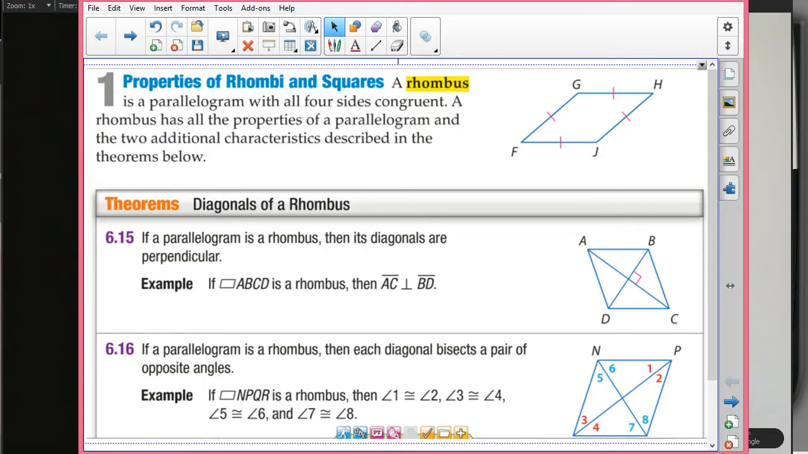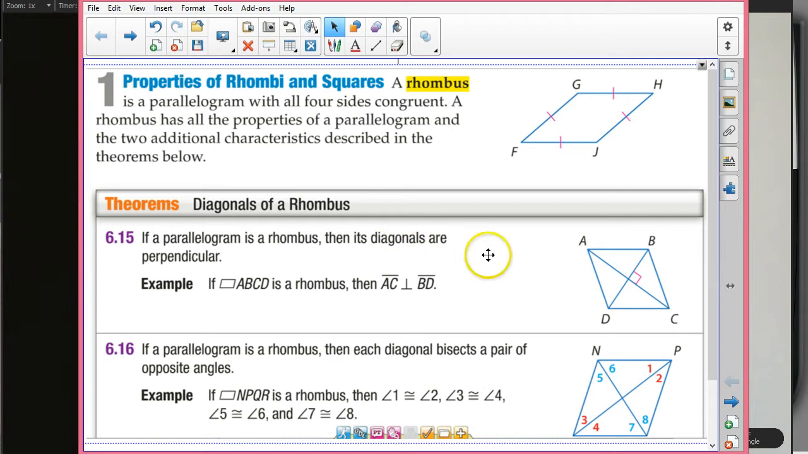Okay, so this is the video for section 6.5 for geometry, rhombi and squares. So the first thing I want to talk about is just what a rhombus is. By definition, it is a parallelogram with all four sides congruent. So we already know it has every property of a parallelogram because that's the definition of it. And then all the four sides are congruent. A rhombus has all the properties of a parallelogram and two new additional properties described in the two theorems below.